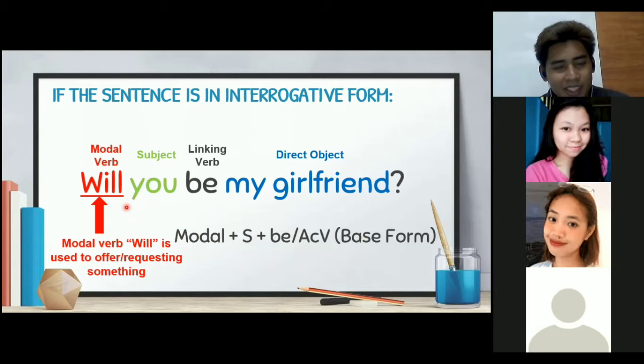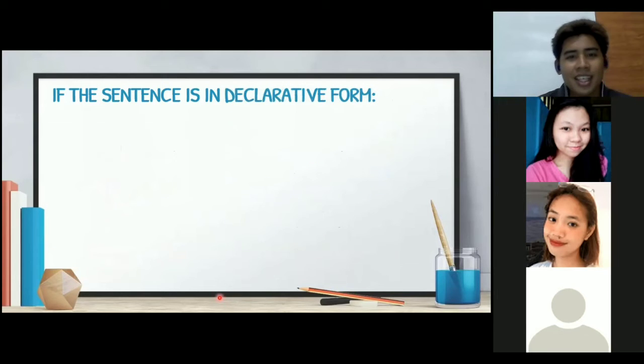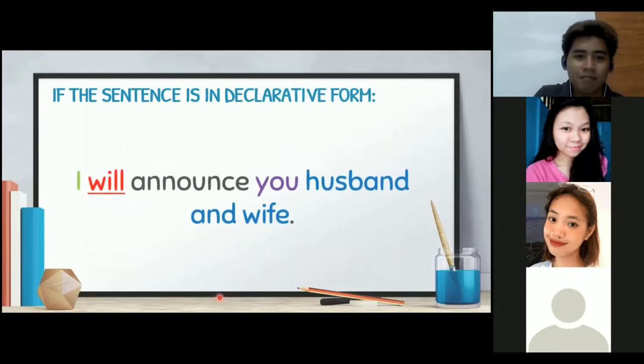So I hope you understand this structure. It is in interrogative form. Now, what if the sentence is in the declarative form? I will announce you husband and wife. What do you think is the use of the word or the pronoun I? Any volunteer?